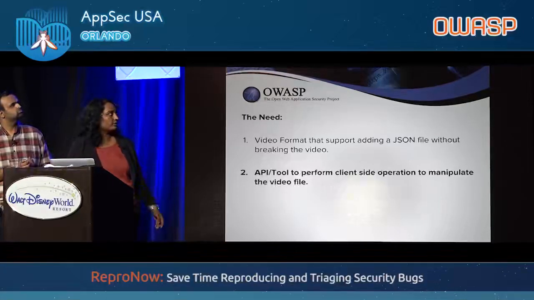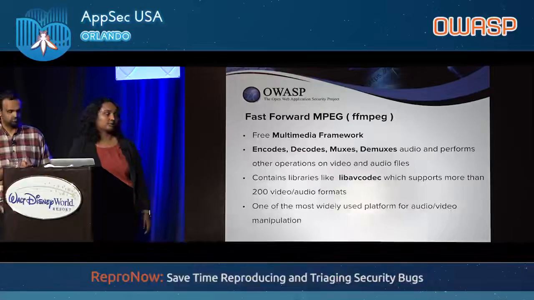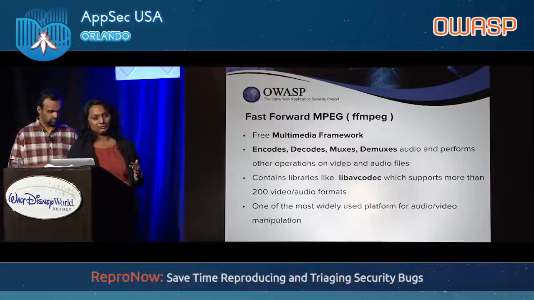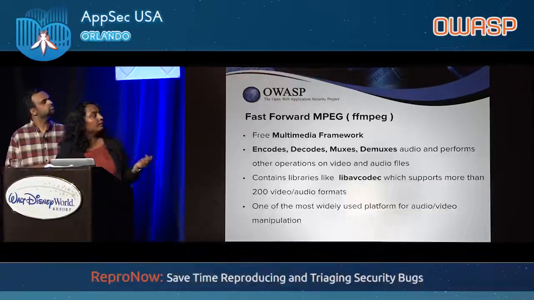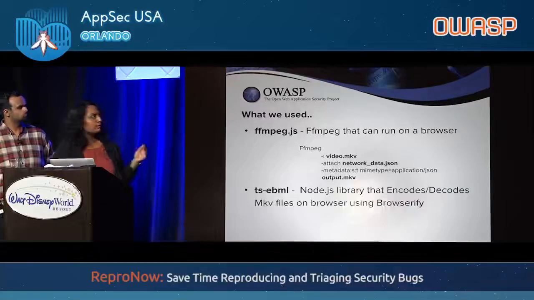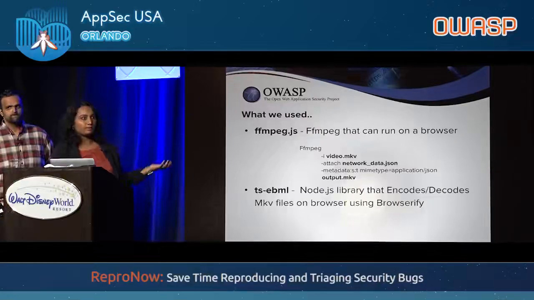So we have our video format all set. The second thing was an API tool framework, something to perform all this on the client side, which was a challenge. That's when we looked at FFmpeg, which is the mother of all multimedia frameworks, because it manipulates any kind of audio or video file. It supports a lot of codecs, more than 200 video and audio codecs, and we just required it for one. So it encodes, decodes, muxes, and so on. It performs all manipulations, in short. When we were looking at it, we wanted a JS version of it. We found ffmpeg.js, which can run in a browser, amazing. All the manipulation happens on the client side.